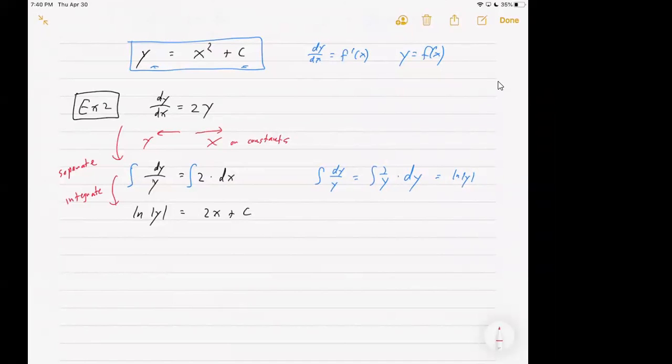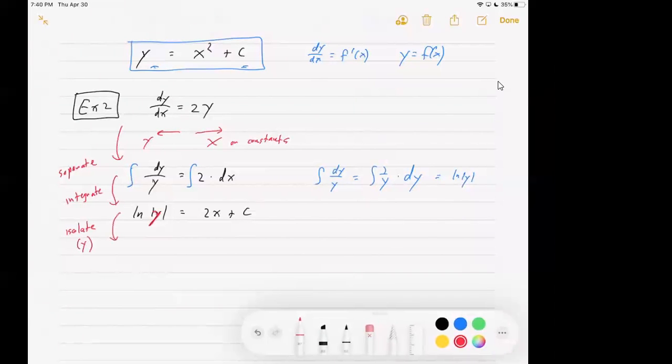And by that, I mean, let's find what y is. So y is our variable. That's our target. We need to solve for it. So to solve for it, we need to isolate for the output variable. So we're going to isolate y. Well, how do you get y by itself? It's inside of a natural log. And it's inside of absolute values.